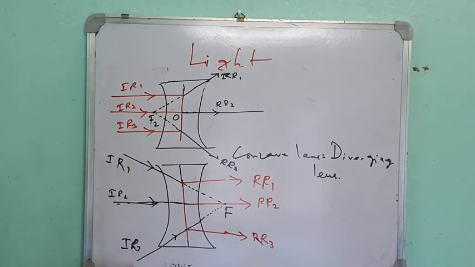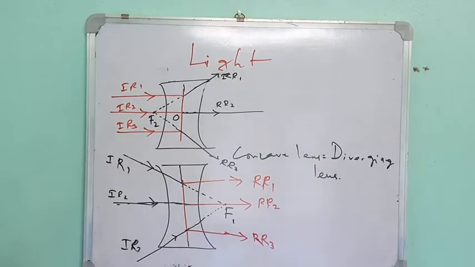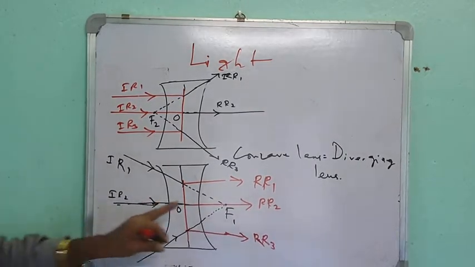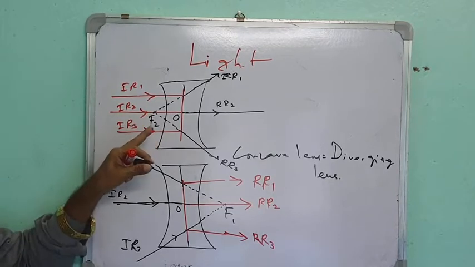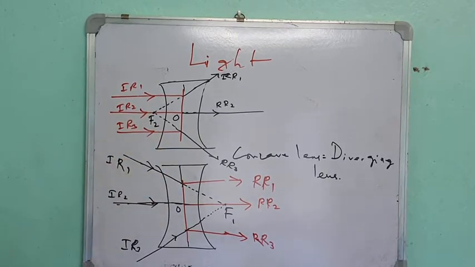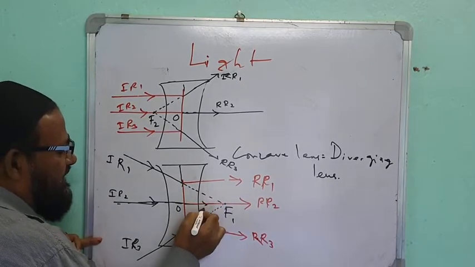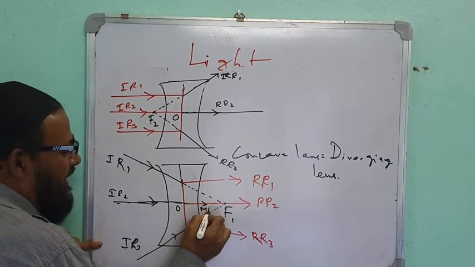This is formed by these three rays. What are three rays? Incident rays, this is one. Now please see here. This is the first principal focus. This is the second principal focus. Now, what is this? Sir, see here. This is the measurement direction, MD.